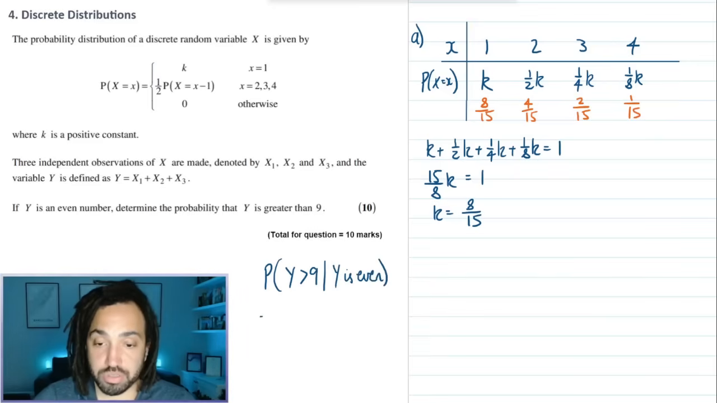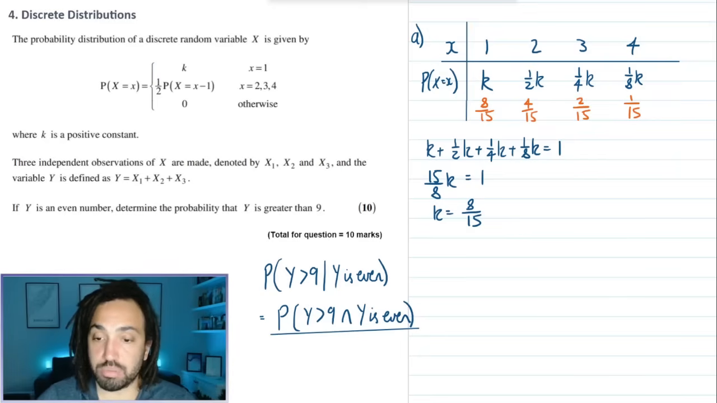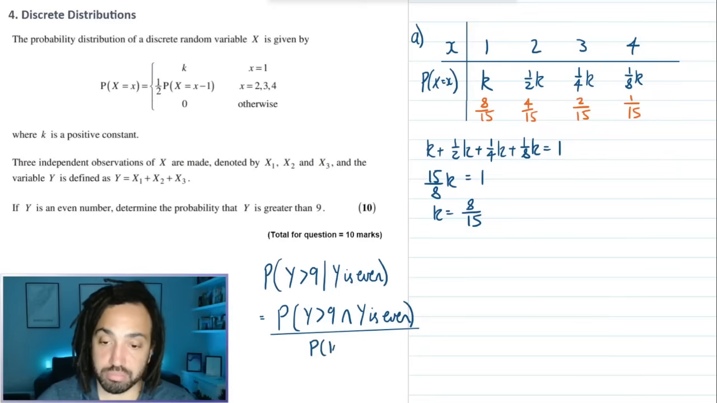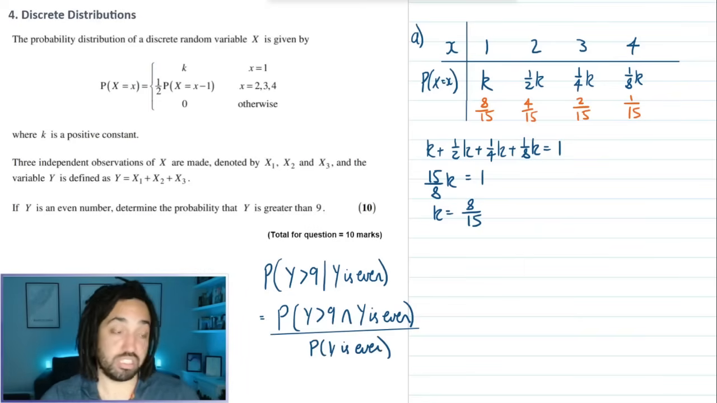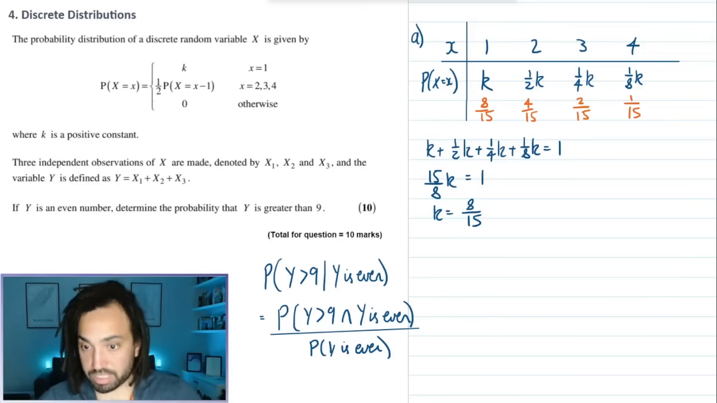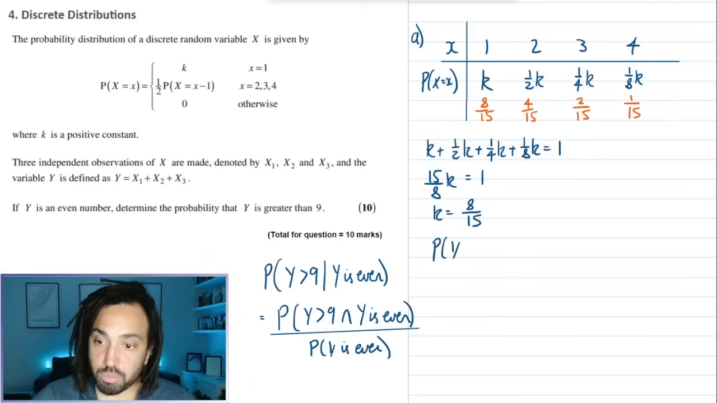So using our conditional formula, it's the probability that y is greater than 9 and y is even, over the probability that y is even. We're going to need to work out both of these probabilities to find our overall probability. So let's start with the easier one, which is that y is even.